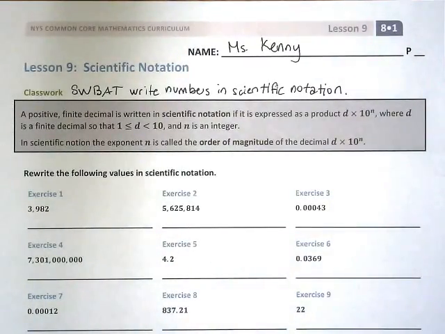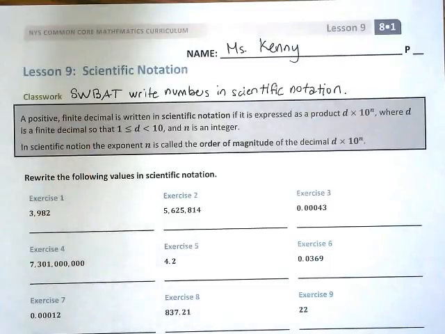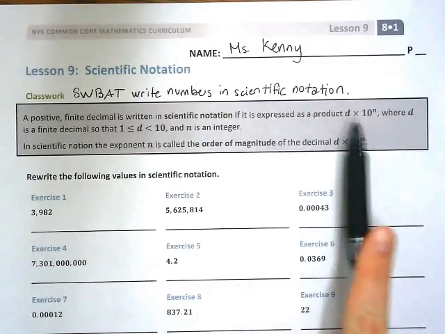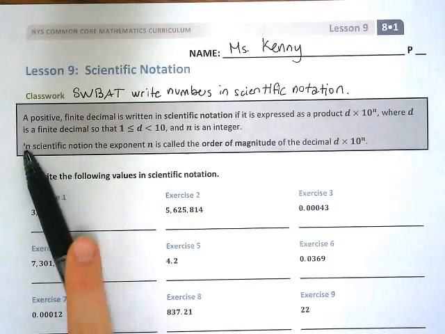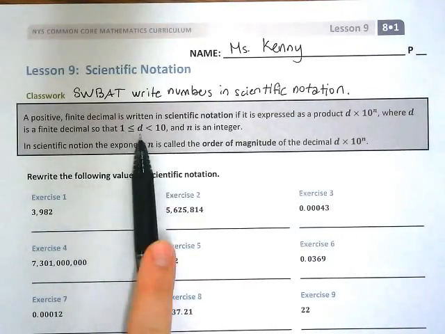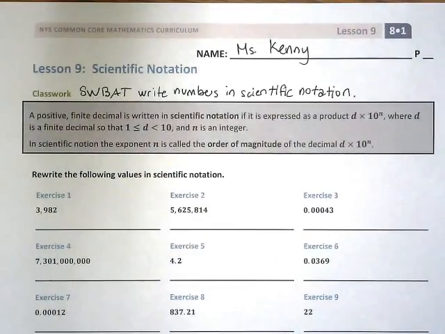It says a positive finite decimal, that just means a decimal that doesn't go on forever, a decimal that ends, is written in scientific notation if it is expressed as a product of d times 10 to the something, n, where d is a finite decimal so that d is in between 1 and 10, and it's an integer. They just said a lot of stuff there.